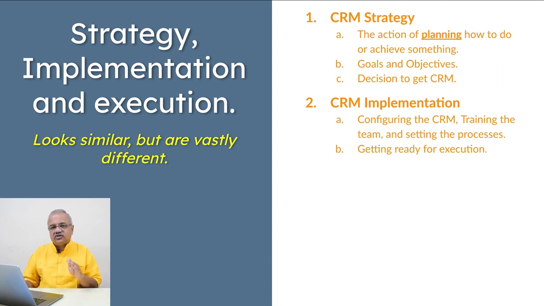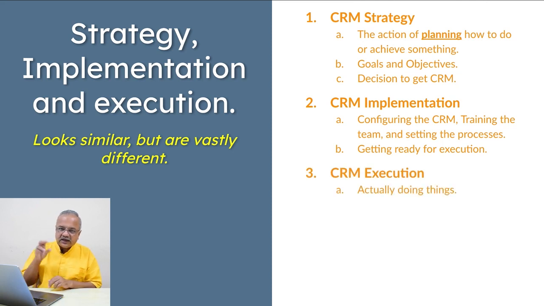So, in the implementation stage, you are ready for execution. The execution has not yet started, but it will start now. So, what will happen in execution? Actually, doing things. It means putting into action what you had planned in the strategy. Now we will do that. Implementation was the middle phase where you prepared for execution. Many people get confused here and either they mix these two or ignore them, right?